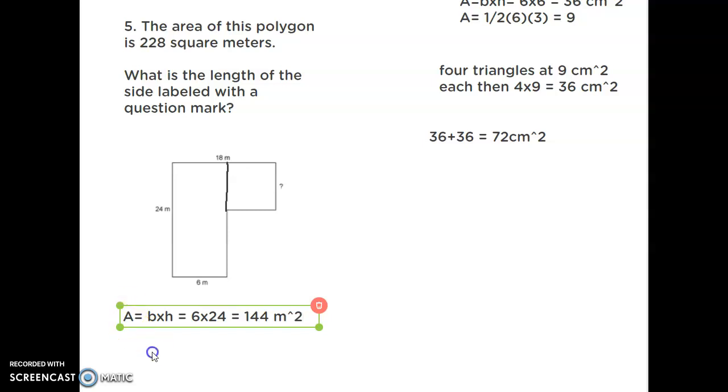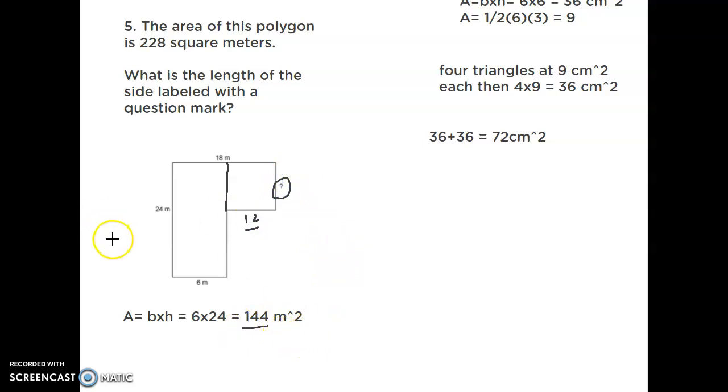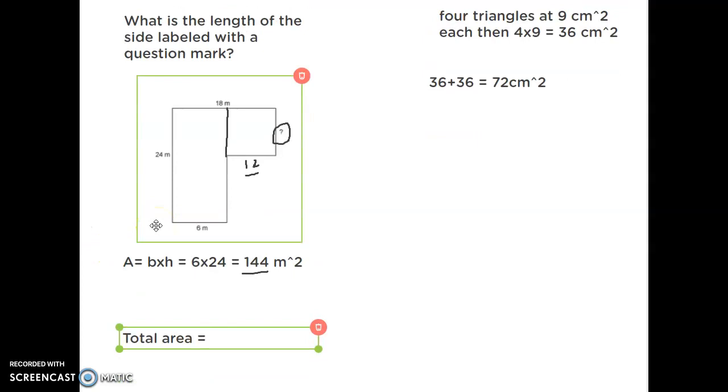All right, so then we have, if this is 6 and the whole thing is 18, then 18 minus 6, this would be 12 right here. So all we have to do is divide by this amount to give us this one. But first we have to subtract our 144. So we need to take our total area minus the area of our rectangle. So our total area was 228. And we need to take 228 minus 144.